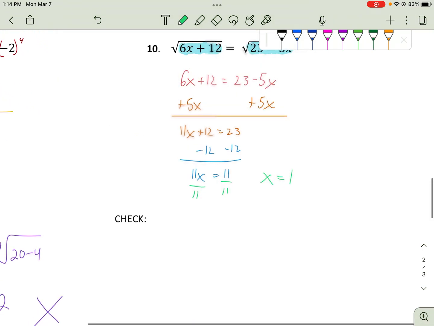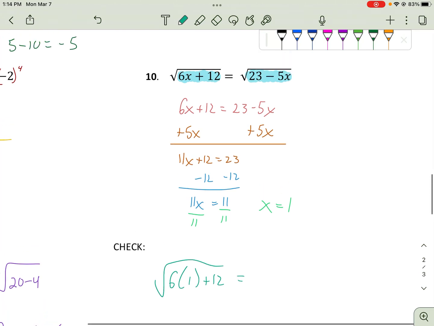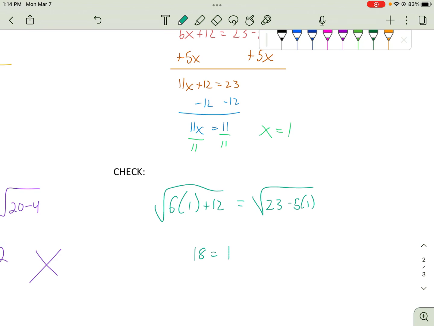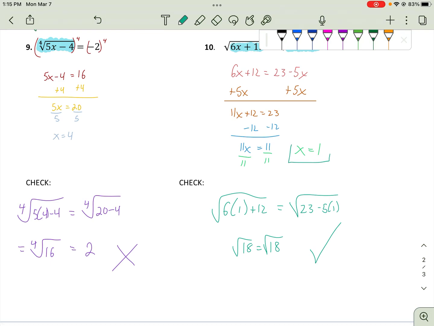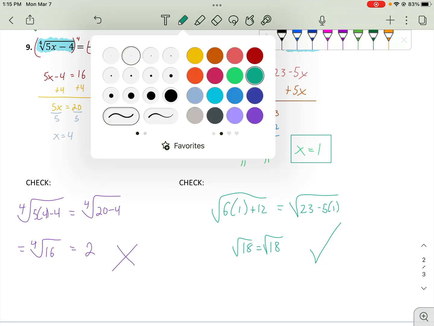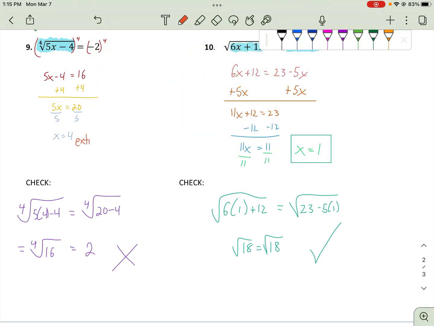Plug that into the original equation, and you get the square root of 6 times 1 plus 12 equals the square root of 23 minus 5 times 1. And that gets you the square root of 18 equals the square root of 18, which is true, so it works, not an extraneous solution. So that works there. This one works here. So those are, oh, sorry, no, that one doesn't work. So this one was extraneous. And there you have it.